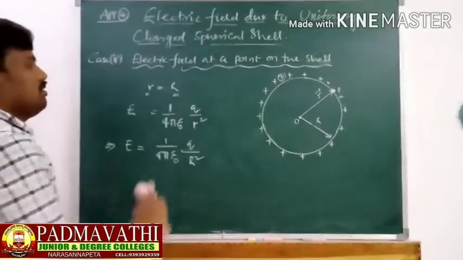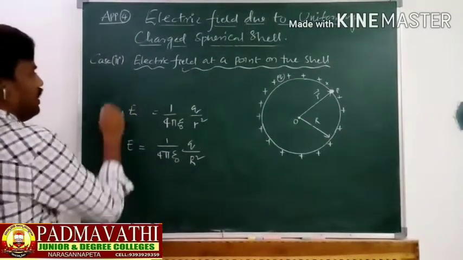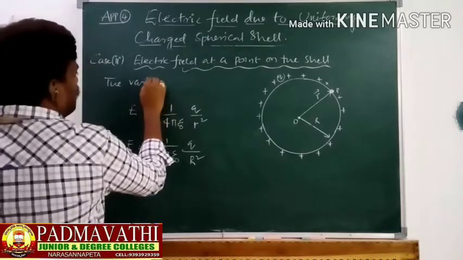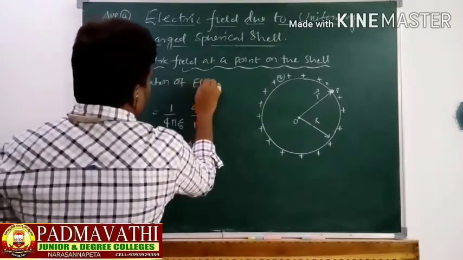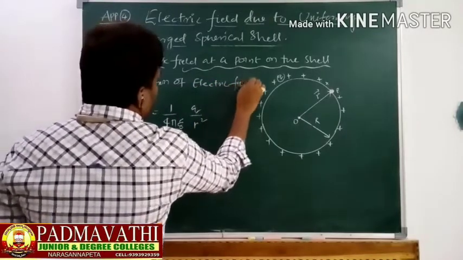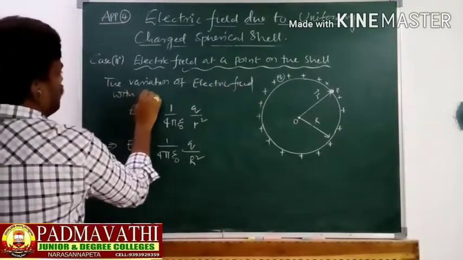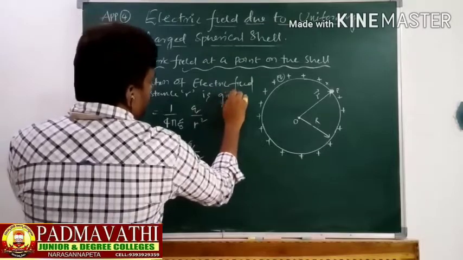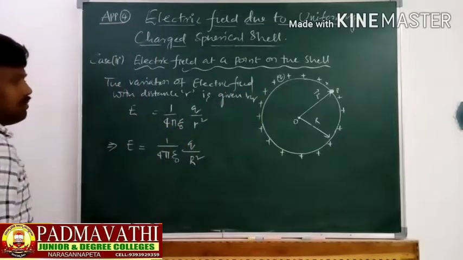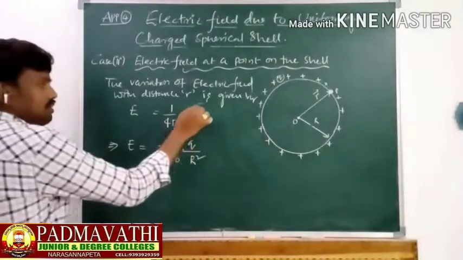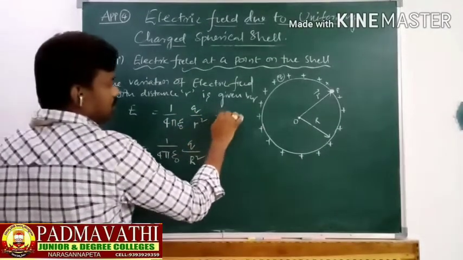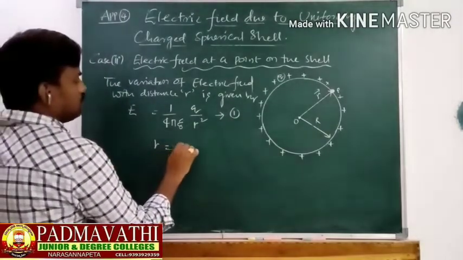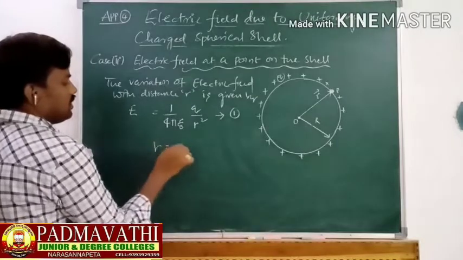So I am going to write it properly. Now the variation of electric field with distance r is given by E is equal to 1 by 4 pi epsilon naught into q by r square. So this is the first equation, and here we are going to take how much? Small r is equal to capital R. Why? Because now the point is on the shell.